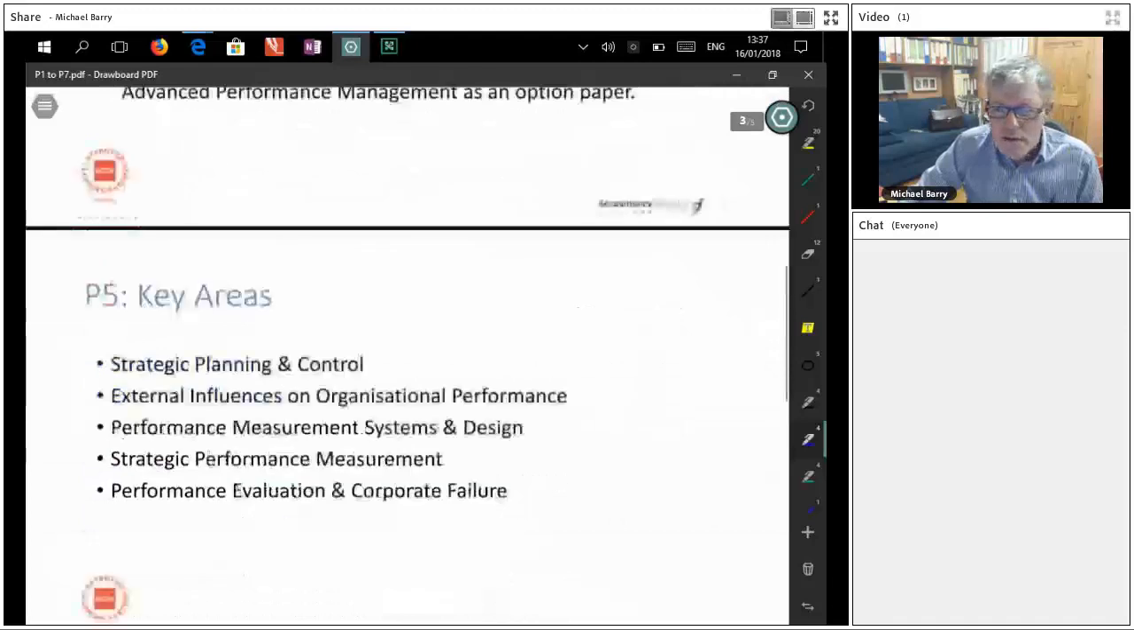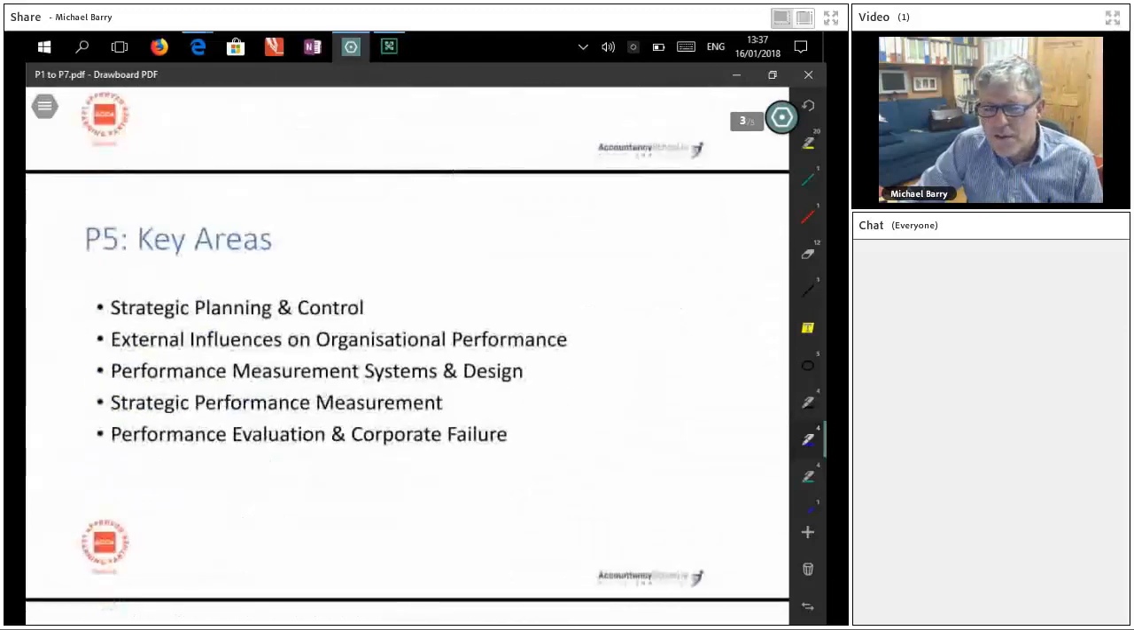The key areas of the syllabus are actually broken down into 5 sections. Now, I'll go through these 5 sections in a little bit more detail in a few moments, but I want to explain that this is an integrated exam paper. We don't get standalone questions on areas or topics on this paper. It's an integrated paper, so most questions will require knowledge from different sections of the P5 syllabus.